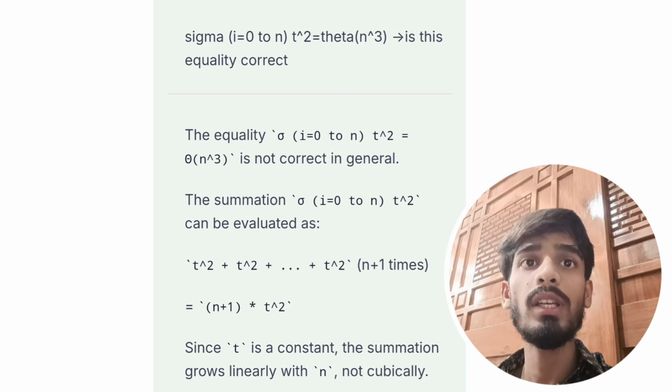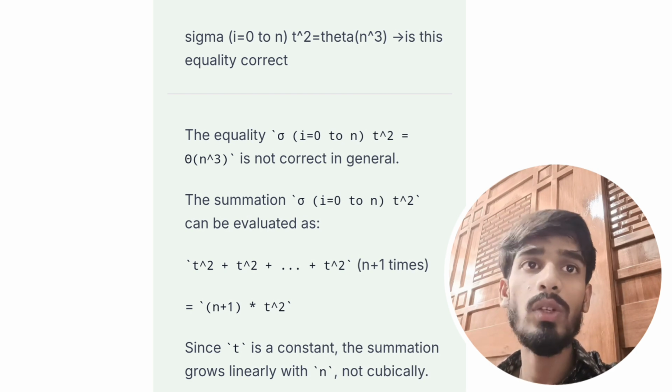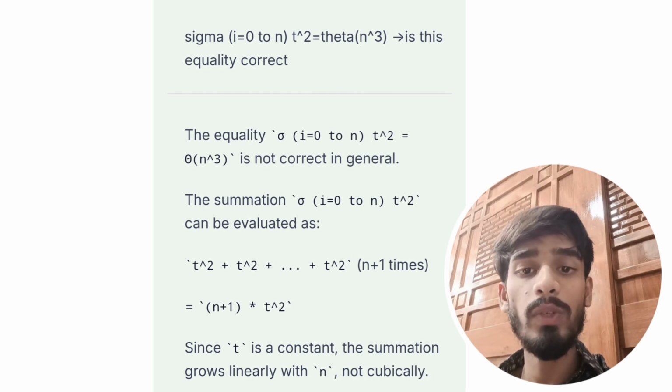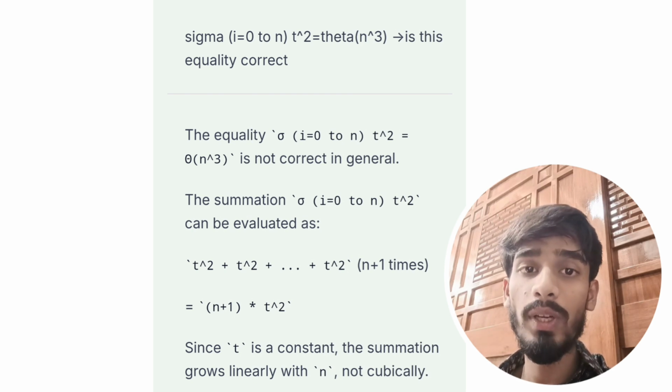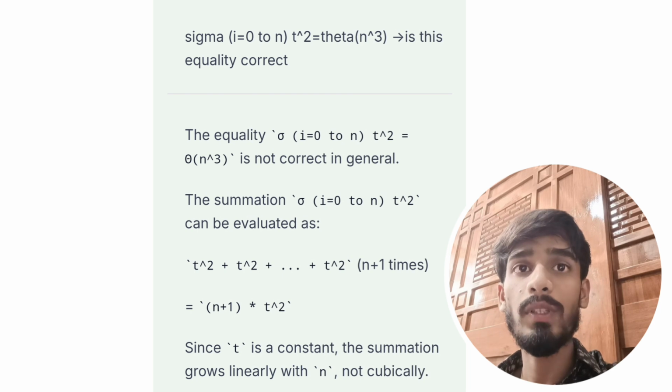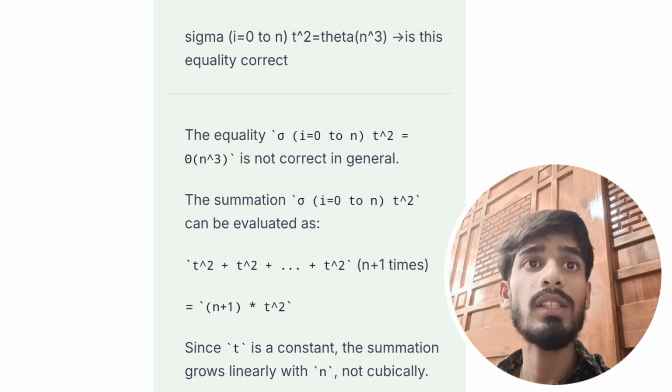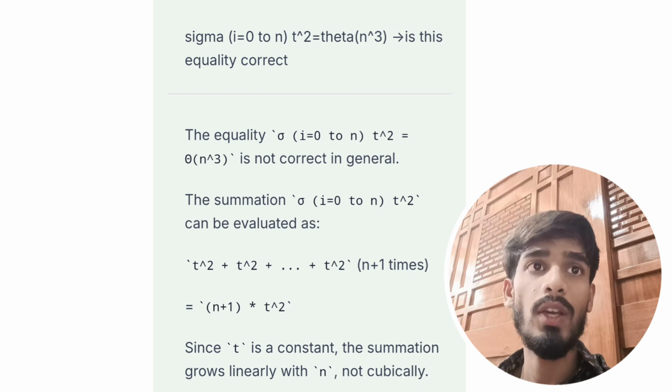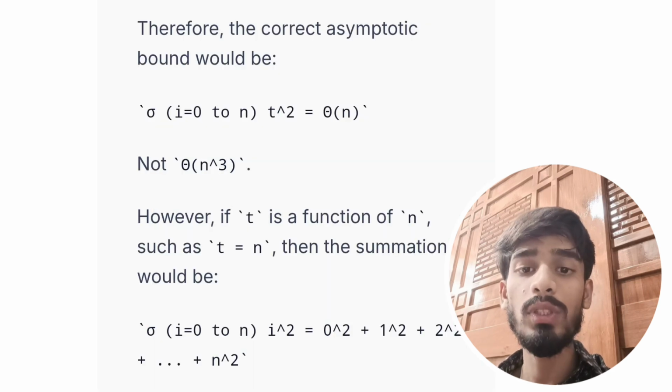The summation of t square from i equal to 0 to n can be evaluated as (n plus 1) times t square. Since t is a constant, the summation grows linearly with n, not cubically. Therefore, the correct asymptotic bound would be that the summation of t square is equal to theta of n, not theta of n cube.